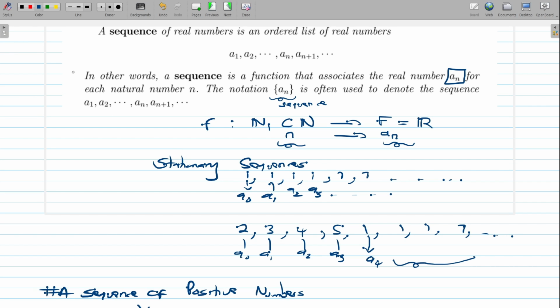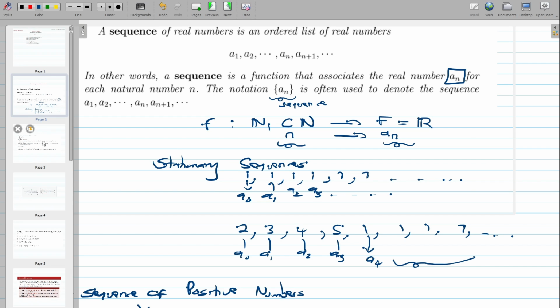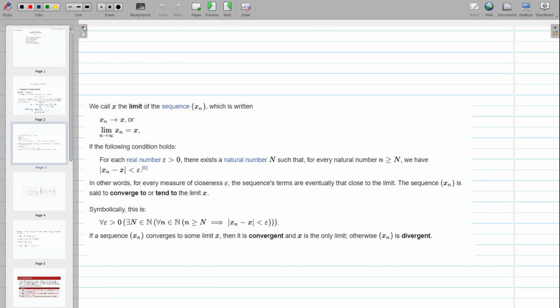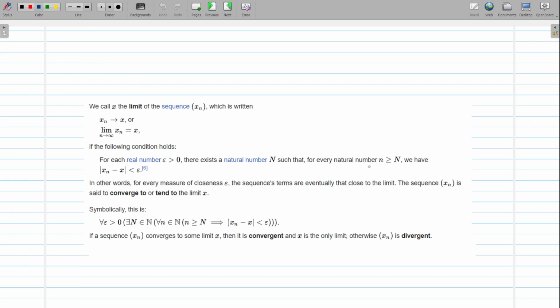Now, let's look at the graphical representation, but let's first define the limit of a sequence. What is the limit of a sequence? We have this very long definition.